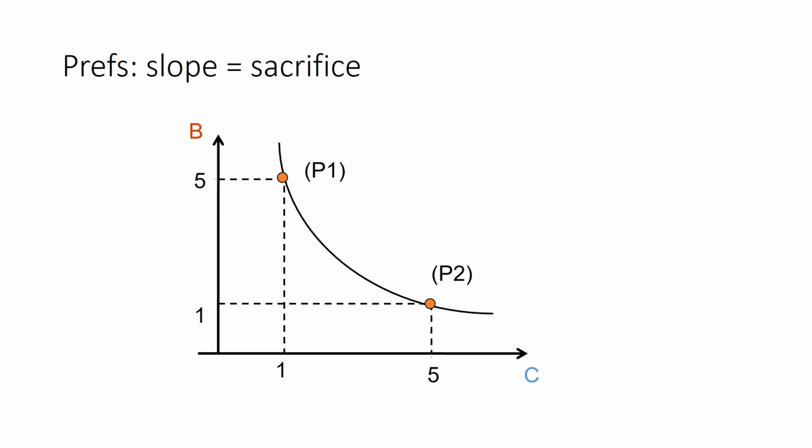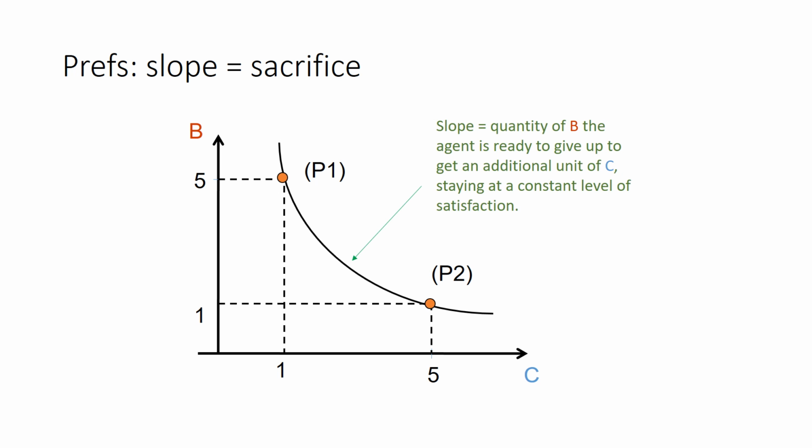This leads us to the fifth property, which refers to the slope of the indifference curve. So here we're going to show how the slope of the indifference curve actually refers to some type of sacrifice that the consumer is willing to make. What does the slope of the indifference curve represent? The slope of the indifference curve is the quantity of good B the agent is willing to give up in order to get an additional unit of good C, staying at a constant level of satisfaction. So we're staying on the same indifference curve.